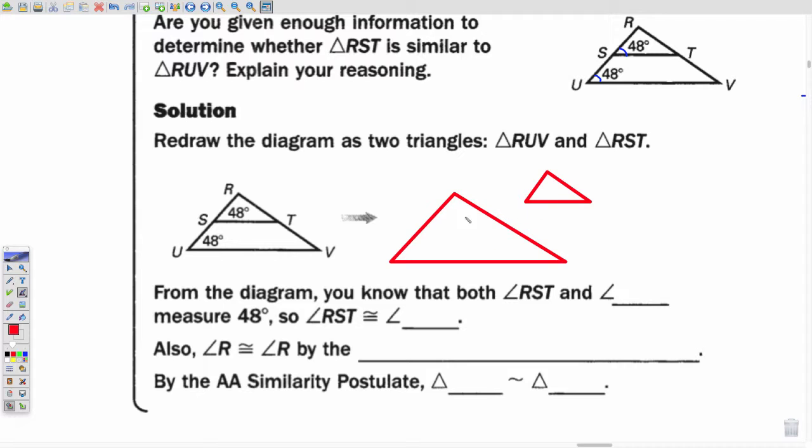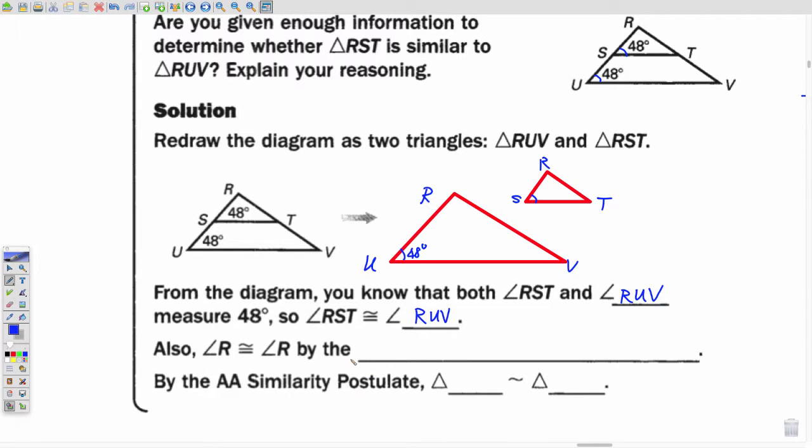So we have two triangles. I cut off the top and then I took the original big one. If I have to label, this one is RUV. That's my big one. And this small one is RST. And we already know that this is 48, this is 48. So both of these are 48 degrees. So we know angle RST and angle RUV are congruent because they both measure 48 degrees.